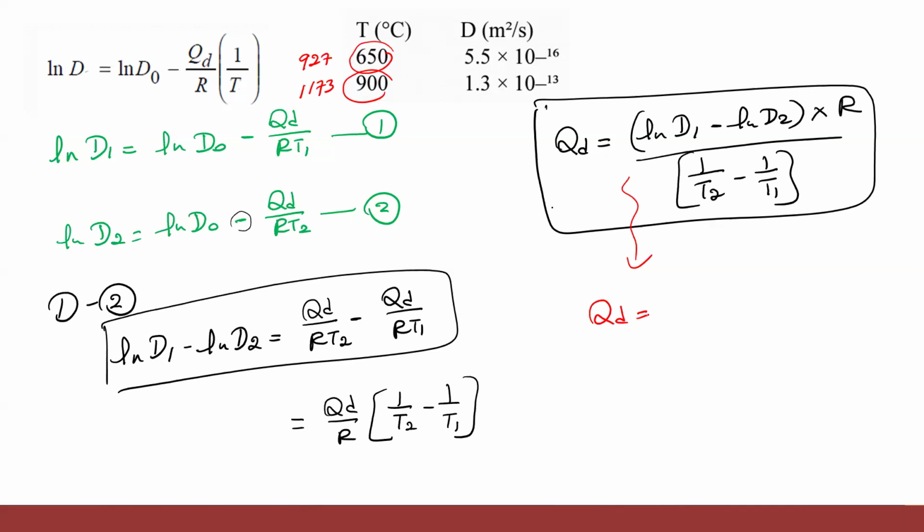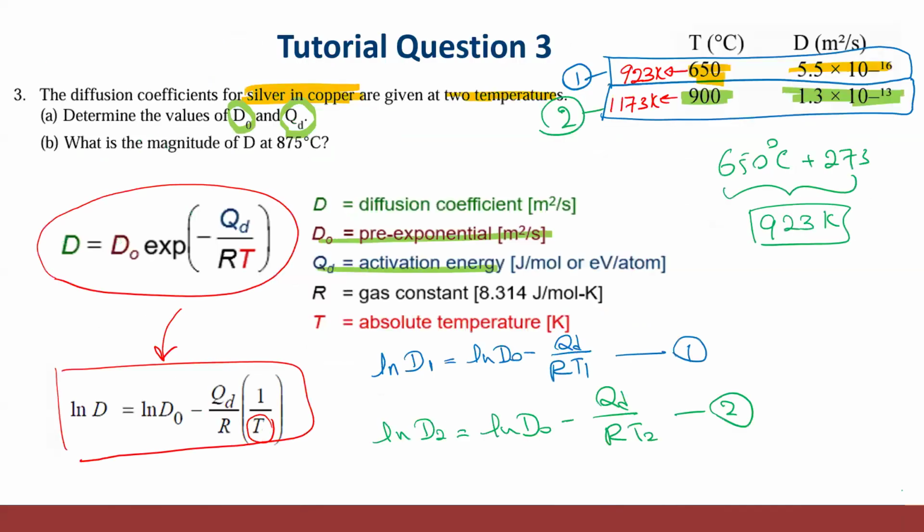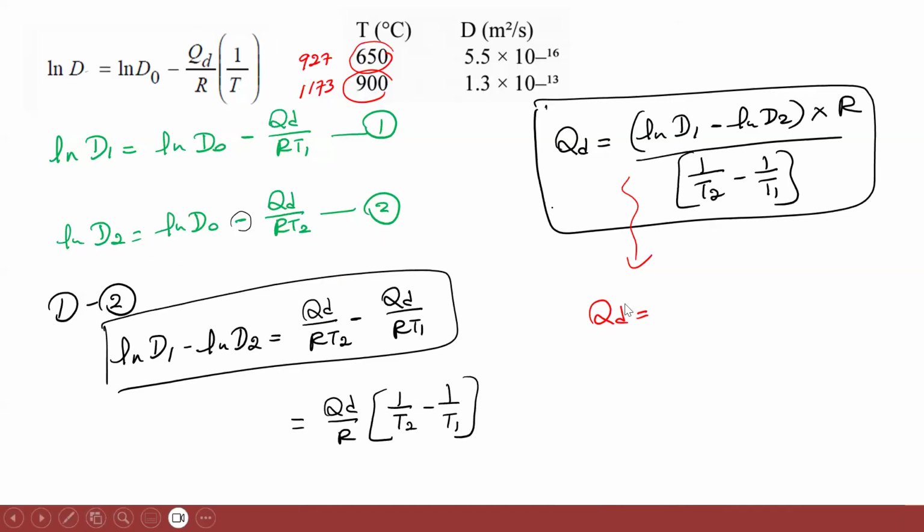R is the gas constant. The R value is known. R is 8.314 joules per mole per Kelvin. It's given, it's a constant here. So R is 8.314.